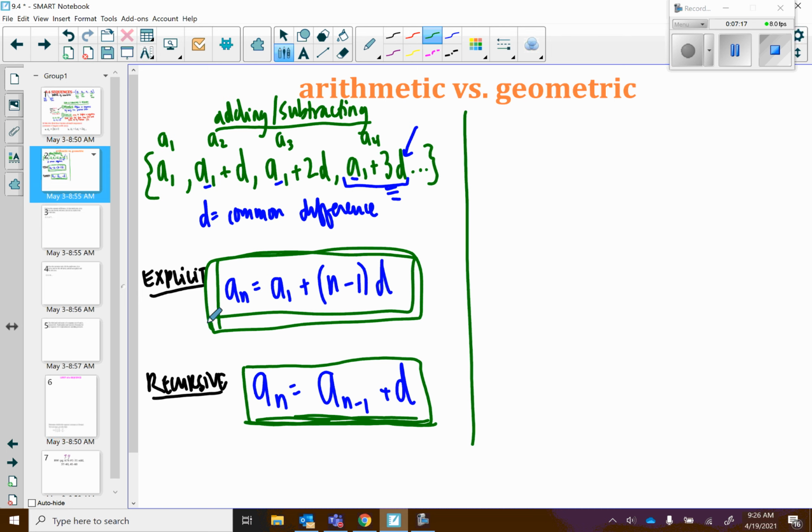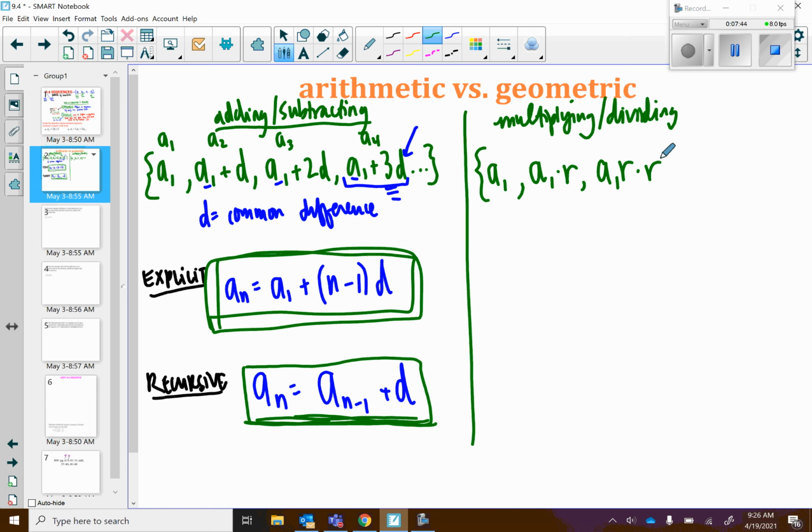What about a geometric sequence? Geometric sequences are sequences where we are multiplying or dividing every term by the same thing. So if we were to write them out, it would be A1 and then A1 times R. So we're multiplying it by R. And then for the next one, we take the previous term, A1 times R, and multiply it by another copy of R. But of course, I wouldn't write it like that because we're smarter than that. R times R is really R squared. So it would be A1 times R squared, A1 times R cubed, etc.